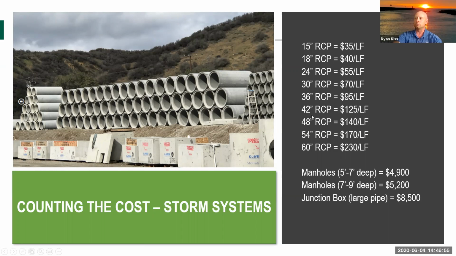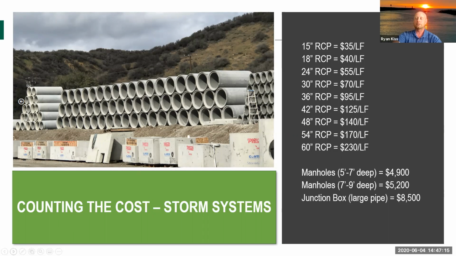And if you have these really large pipes, you start getting into 42s and up, you maybe are having to install junction boxes instead of manholes, much larger concrete boxes that'll accept that size pipe. Now you're talking about $8,500 per turn that you have to make. So these can all add up in a hurry.